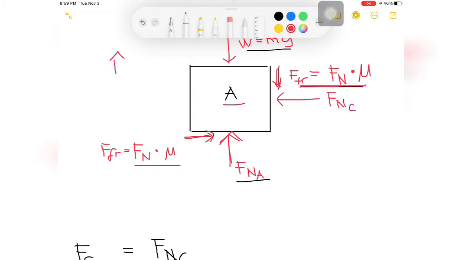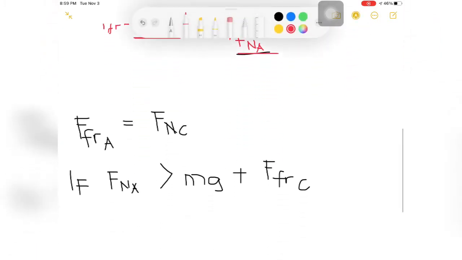The greater the normal force, the greater the friction force there. Notice that the friction force at A is equal to the normal force at C. Finally, you can say that if the normal force at A is large enough to overcome both the weight of object A and the friction force at C, or if the normal force at A is greater than the weight plus the friction force at C, then we can conclude that the object will go upward.